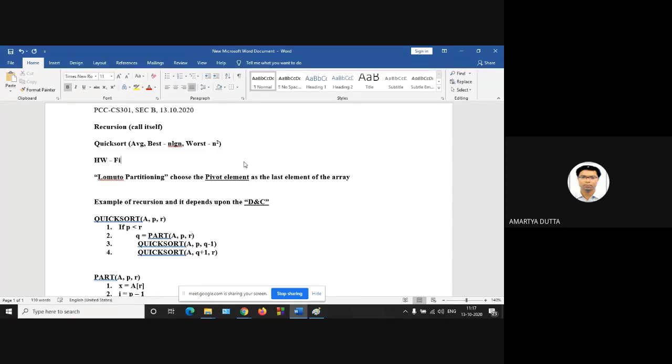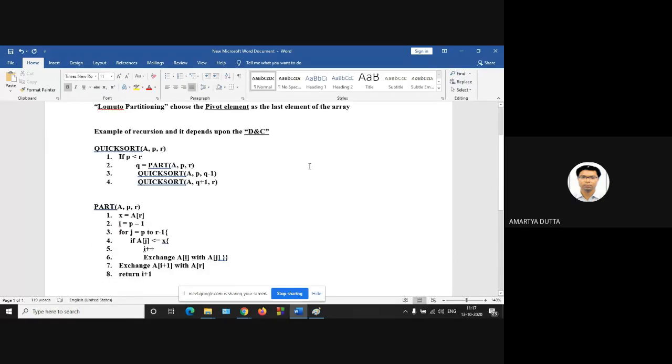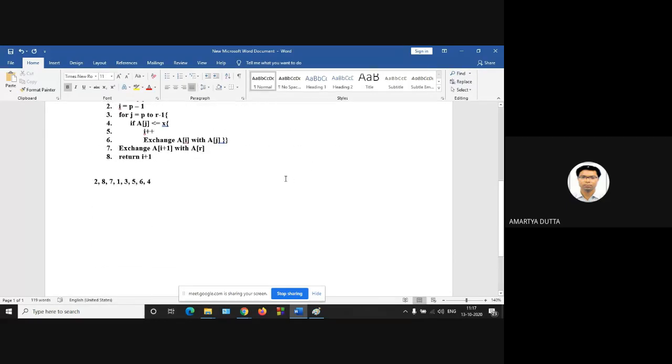Find out the worst case and best case behavior of quick sort. That's all. Every year these questions may arise. Find out the worst case and best case behavior of quick sort. Is it clear? Any doubt? Please ask me.